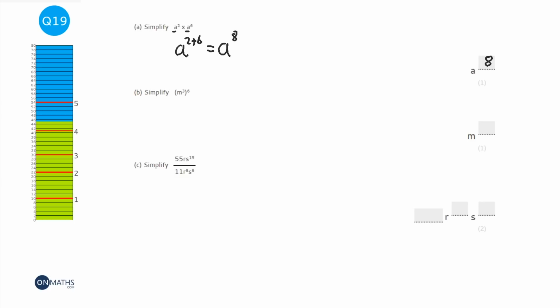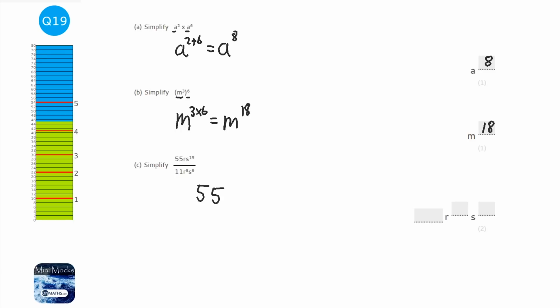The next rule says if you've got a power inside the bracket and outside the bracket, you multiply them together. So it's m to the power of 3 times 6, which is m to the power of 18. Now this last one's a little bit more complicated, and I'm going to write it out so I've got a bit of a larger one to play with.